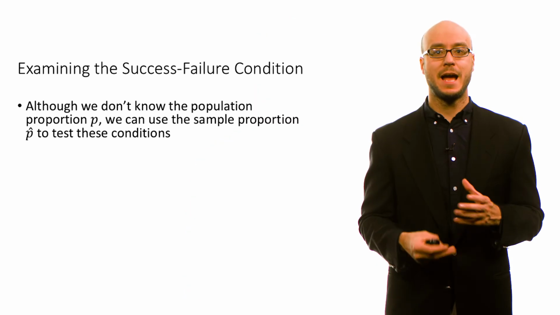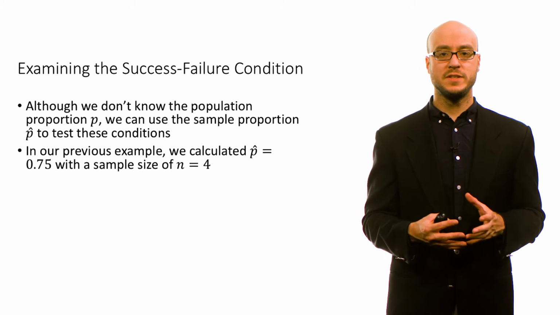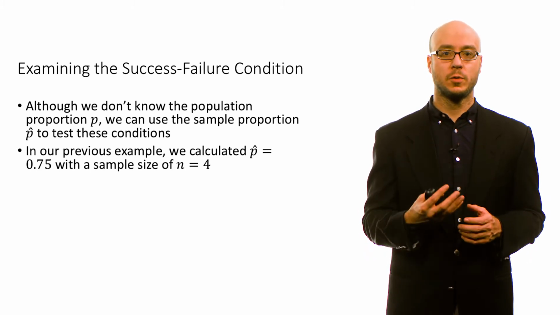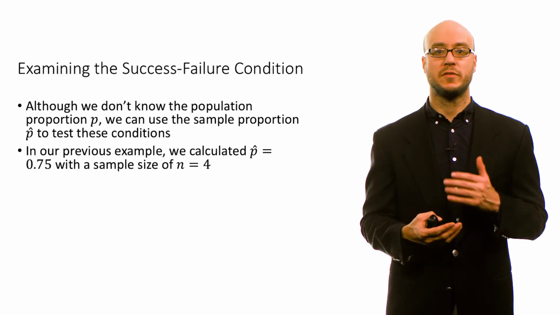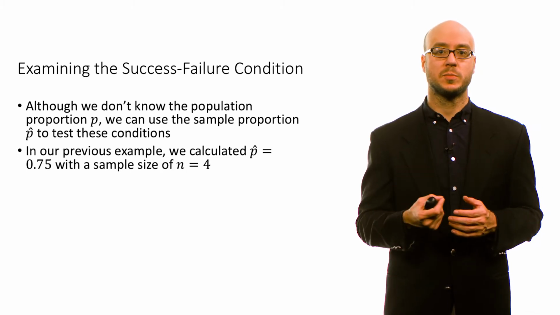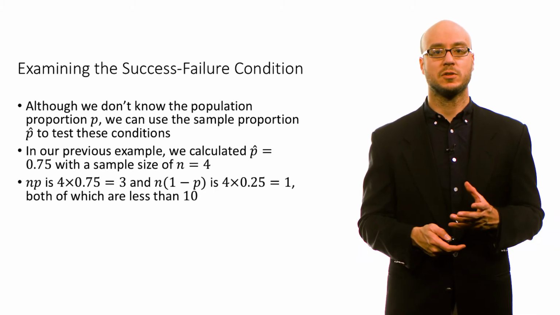a census. So the key point here is that we have to assume the success failure condition holds, but we can use our sample proportion P hat to assess how confident we are in the validity of this particular assumption. So we can examine this success failure condition using our sample proportion. In the previous example, we have this small sample of 4 people. 3 people approve, 1 person disapproves, so we have 3 ones, and we have a single person with a value of 0. And we calculated P hat, the sample proportion, as 0.75.